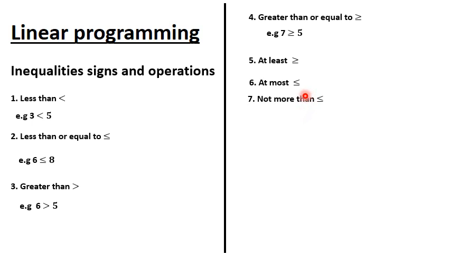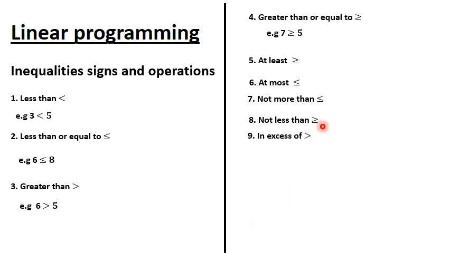We have also number 7, that is not more than. Not more than is the same as at most. At most, not more than, and less than or equal to have the same meaning. All of them mean less than or equal to. Number 8, we have not less than. Not less than and at least, greater than or equal to, mean the same. Let's say x is not less than 5. That means that x is greater than 5 or it is equal to 5.